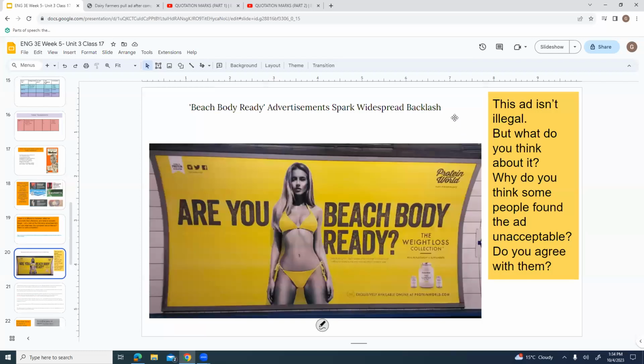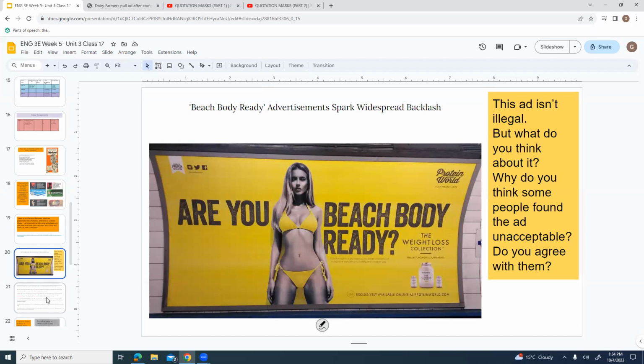Here's another one. Beachbody Ready advertisements spark widespread backlash. So the girl's standing there and it says, "Are you Beachbody Ready?" And this is an ad from Protein World, and it's called their weight loss collection, natural replacement and supplements. So this ad is not illegal, and it's not saying anything that's untrue. But what do you think about it? Why do you think that some people found this ad unacceptable? What's the reason? And do you agree with them?